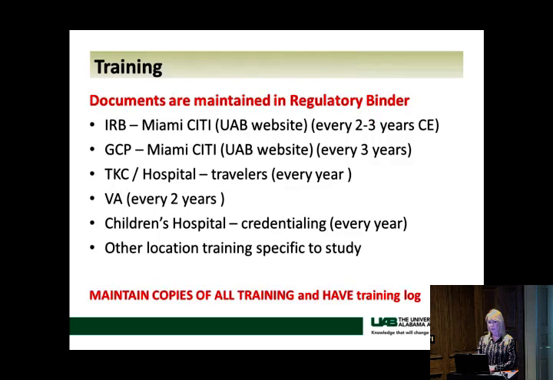Training. This is all in your regulatory binder, your CITI, your UAB website, your GCP, the travelers at TKC and hospital. We work a lot with the VA. That's every 2 years. All of this stuff you need to have a training section in your binder, or some people just have an individual training binder that they actually put all the training in, so it's very easy to locate it that way also.